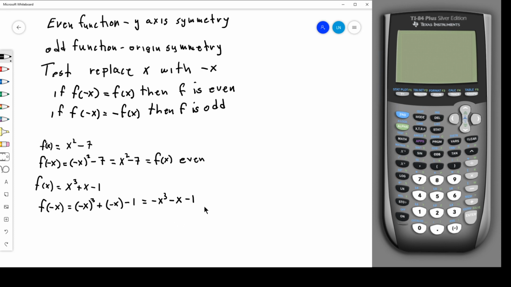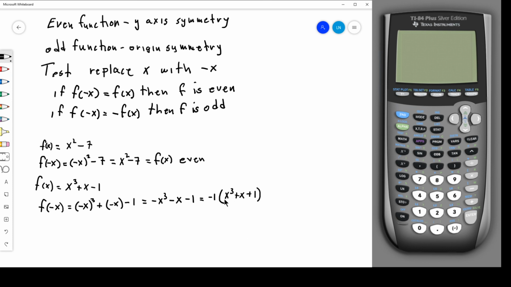So now what do I do? Well, to continue the test, once you know it's not even, you have to see if it's odd. So to see if it's odd, you're going to factor out a negative 1. All right, I'm going to factor out a negative 1. And when I do that, that becomes x to the third, plus x, plus 1. All right, so there's that.